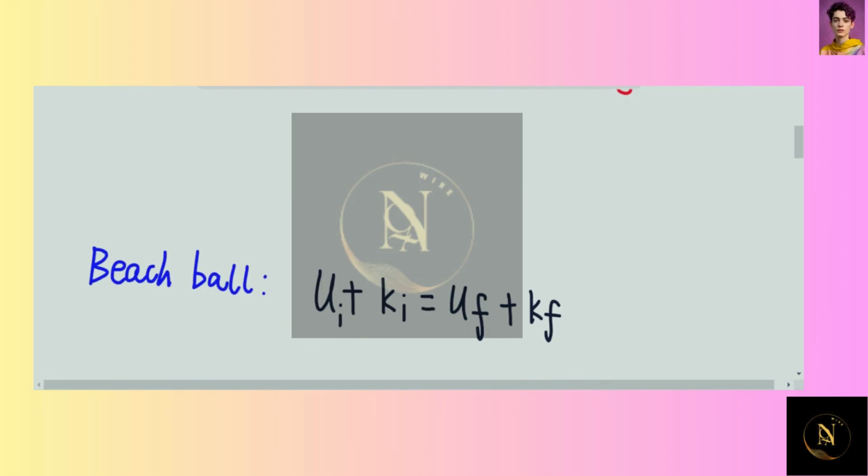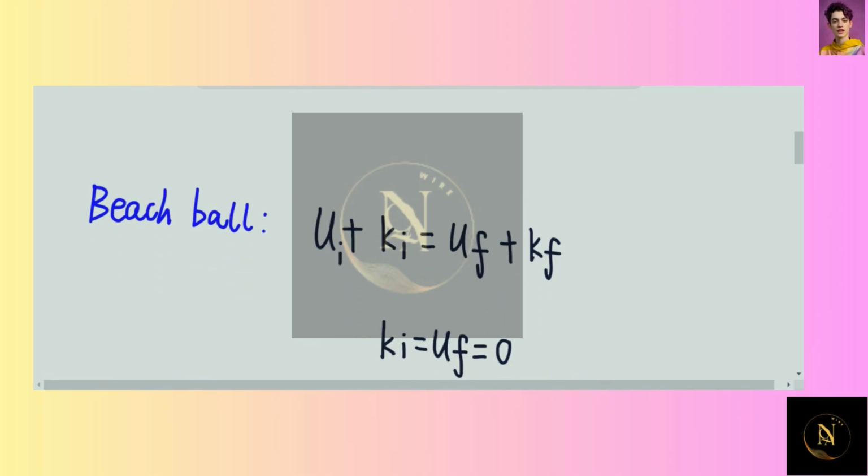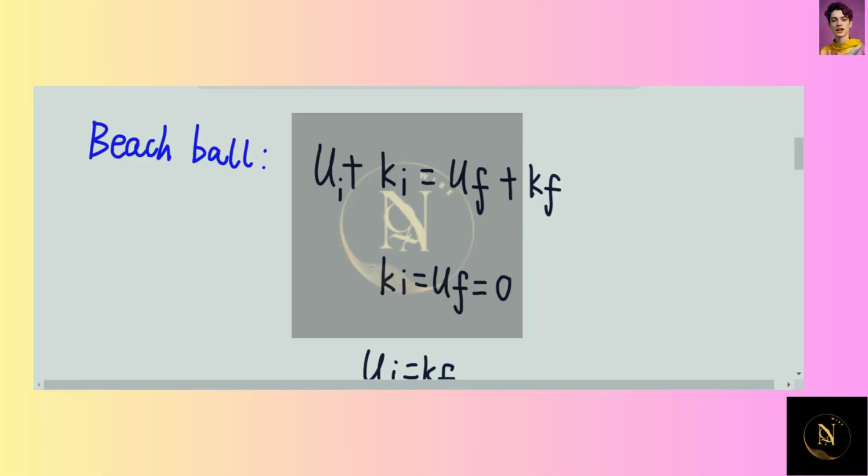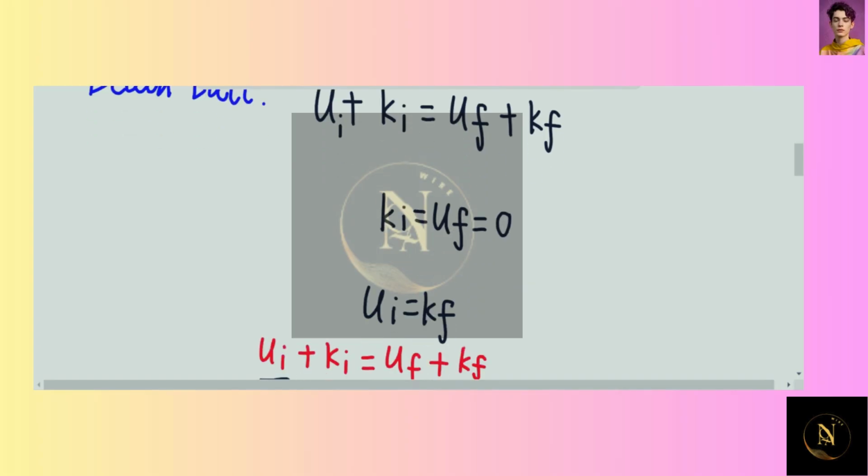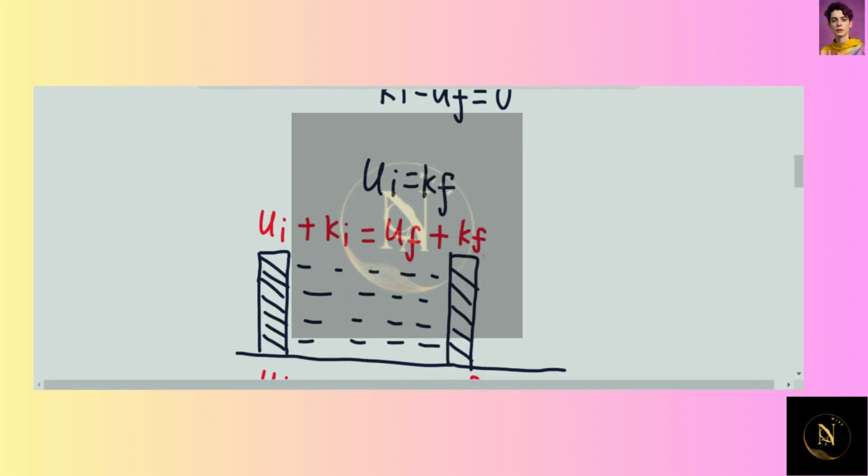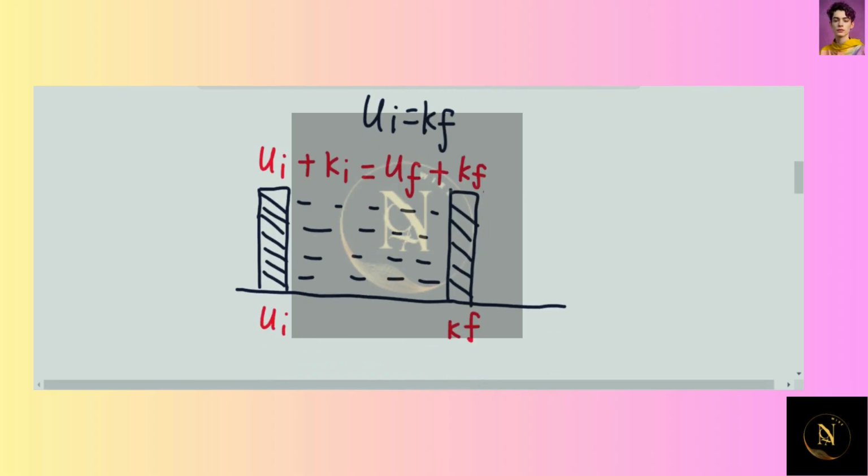And for the beach ball, this is the equation of the energy for the beach ball. So the initial kinetic energy and the final potential energy should be equal to 0. Therefore, we have initial potential energy is equal to final kinetic energy. And this is the energy bar chart I drew for the beach ball.